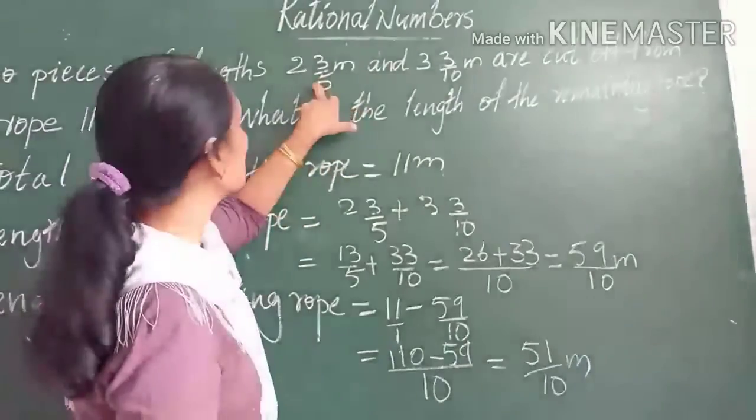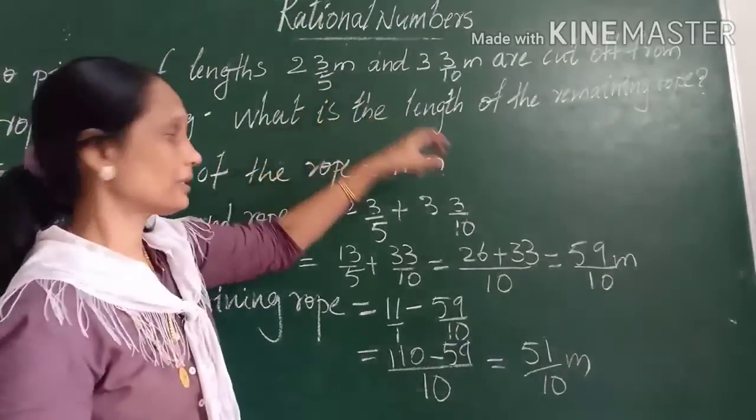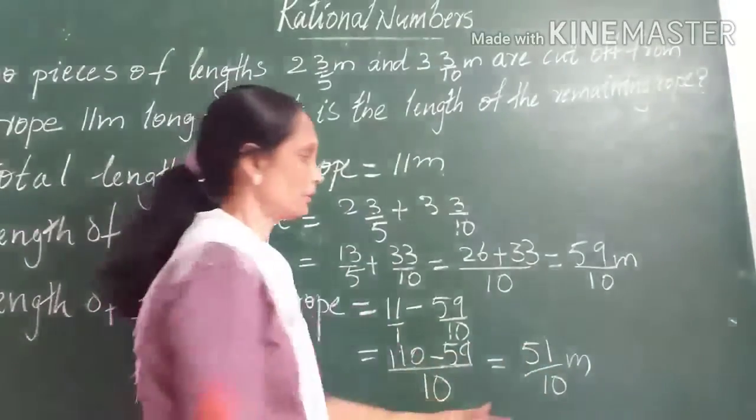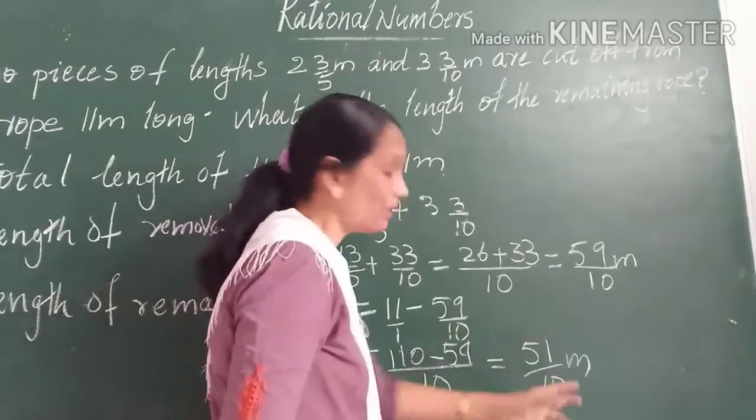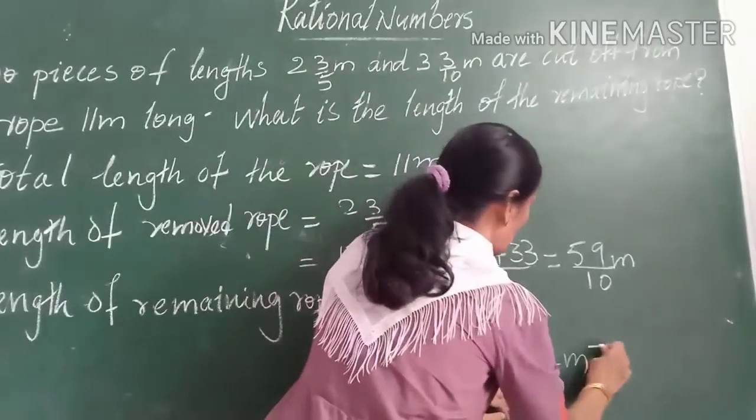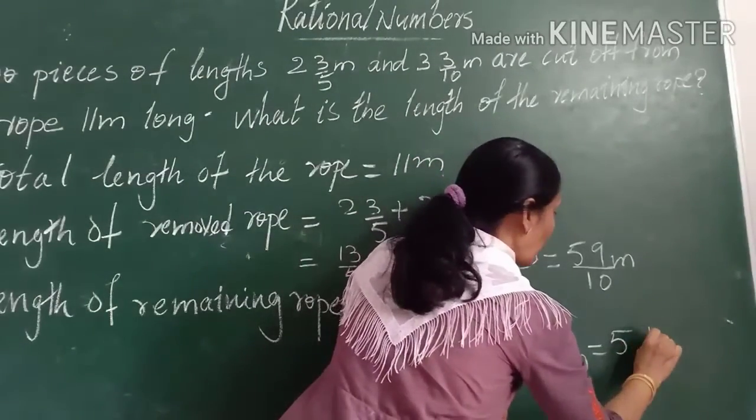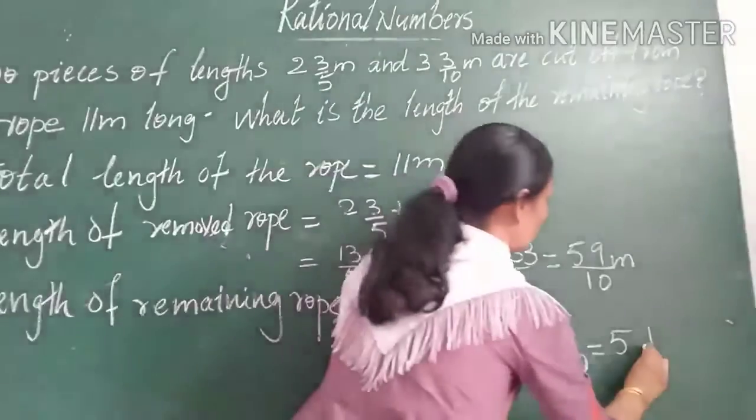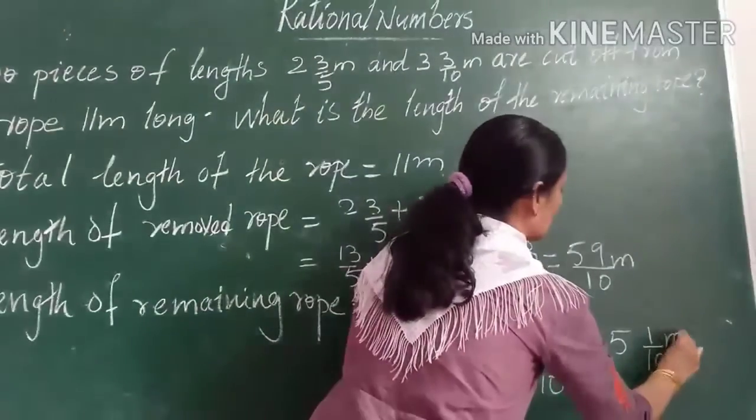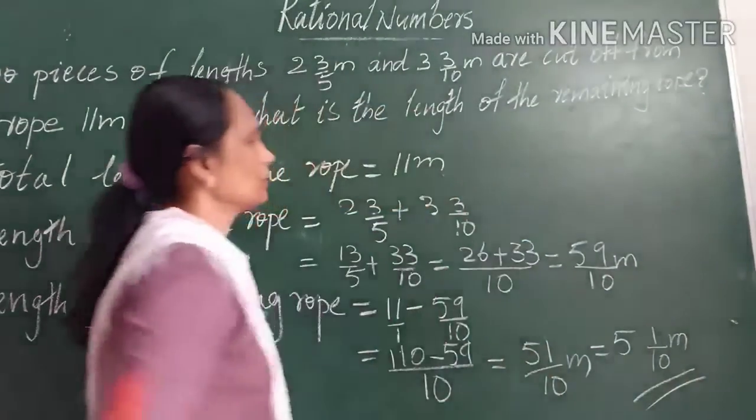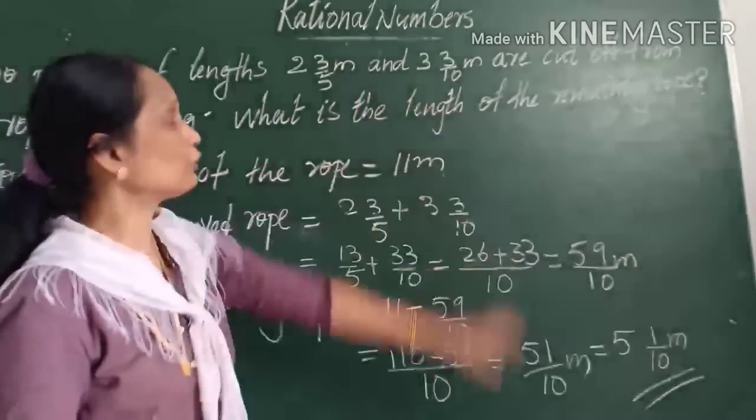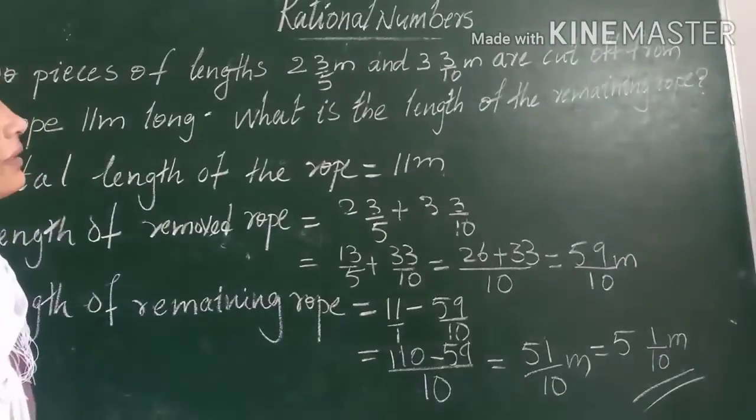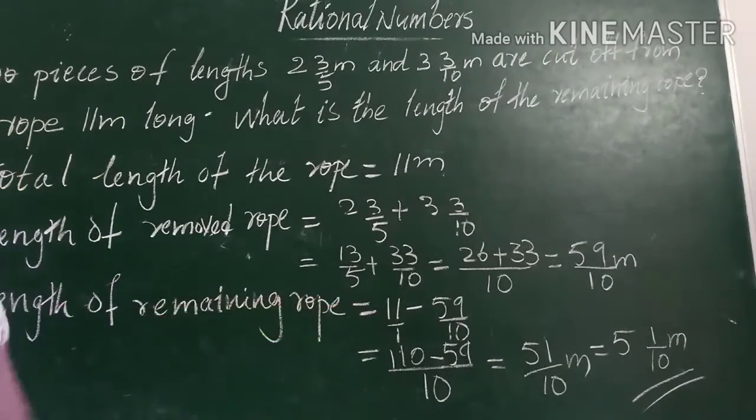Since the question is in mixed fractions, let us write this in a mixed fraction. By dividing 51 by 10, we get 5 as the quotient and 1 as the remainder, so 5 1 by 10 meter. This is the answer for the remaining part. What is the length of the remaining rope? That is asked. So we got 5 1 by 10.